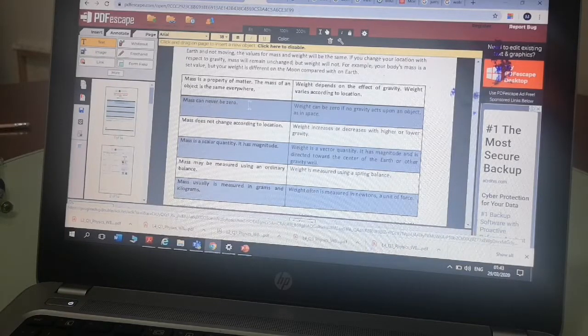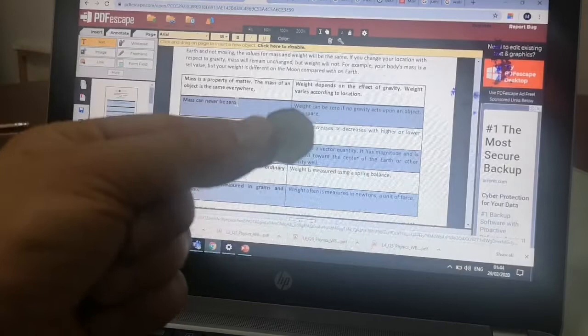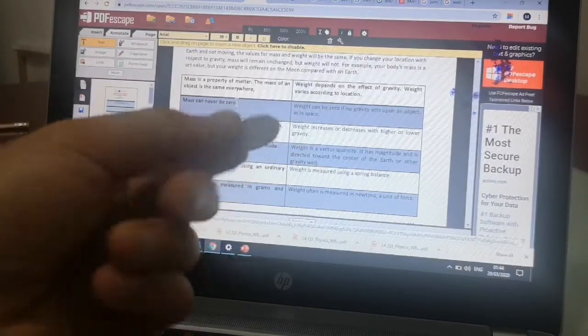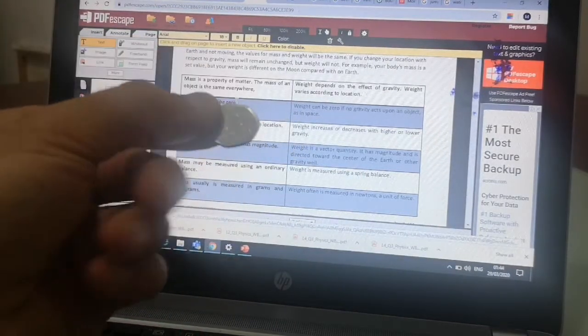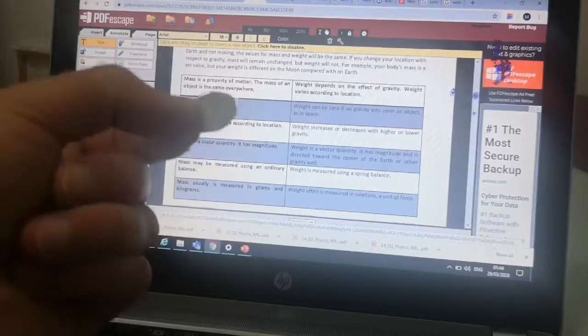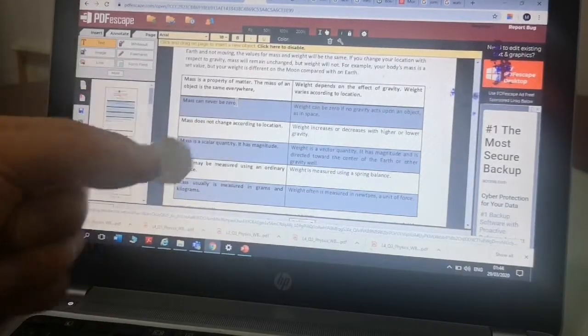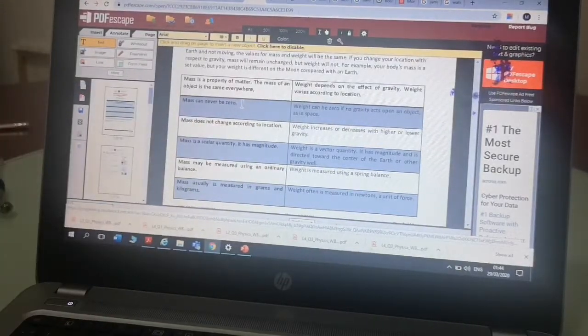Now, mass can never be zero. I don't know really why mass can't be zero. Technically in space there is nothing, so you could say mass could be zero. But I think what it means is the mass of an object cannot be zero, because an object is made of mass. So if something is made of something, like this coin, it must have some mass.